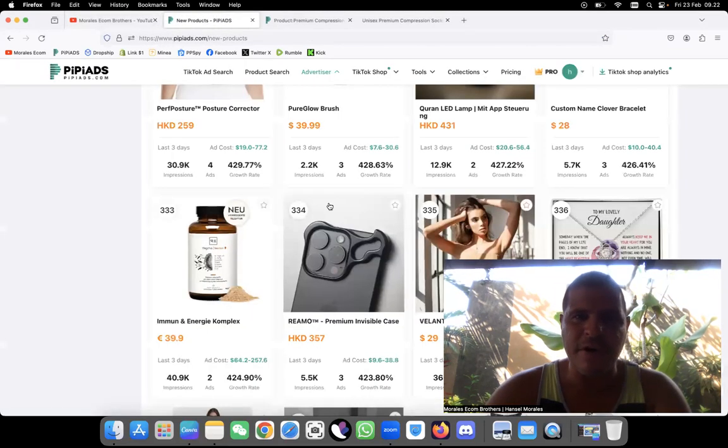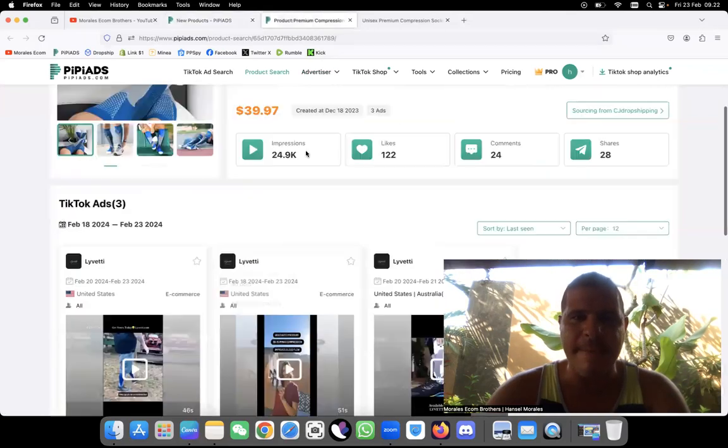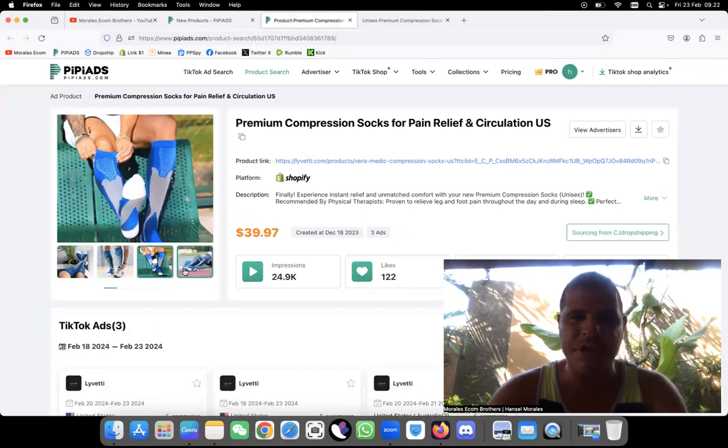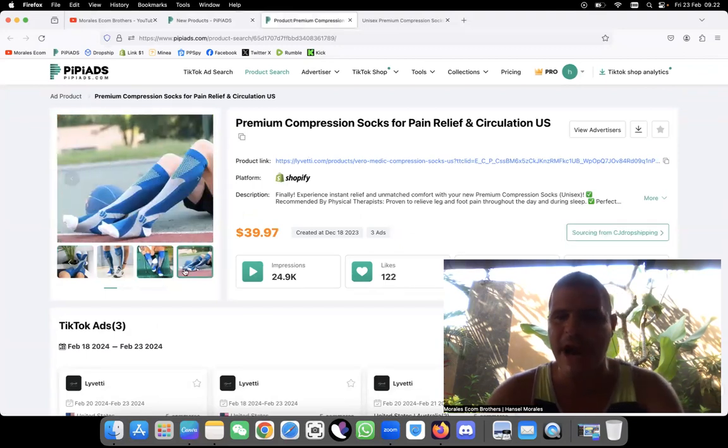All right. So the first product that I have pulled up is this amazing product, socks for pain relief and circulation. I mean, if you have any idea what this is, the reason why I have pulled it up is because my father came to visit me not too long ago, and I saw that he's using that for the circulation of his feet.